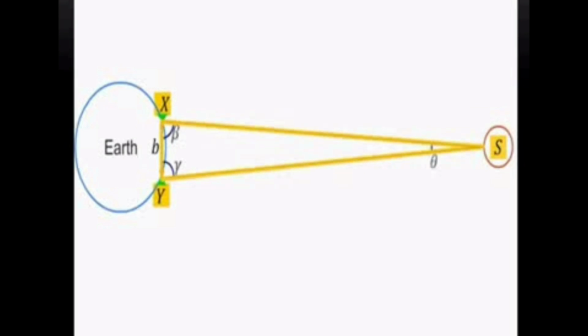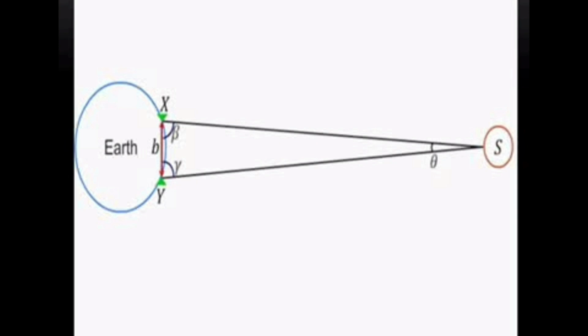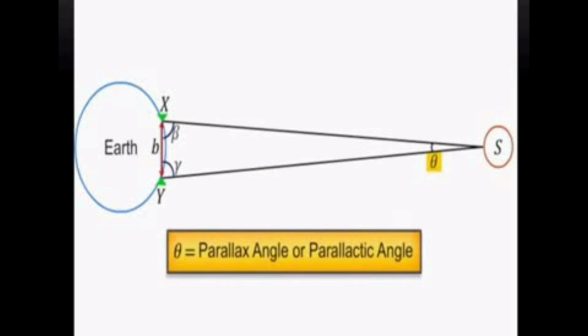See that it's a triangle, the yellow line. The angle at the sun is theta, and now we have to calculate theta. Adding all three angles, beta, gamma and theta, equals 180 degrees, the total angle of the triangle. Now we have to calculate the distance of the sun from the earth. The shift in position of the object, when the two eyes are closed one at a time, is called the parallax method.